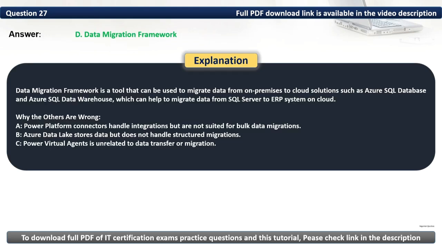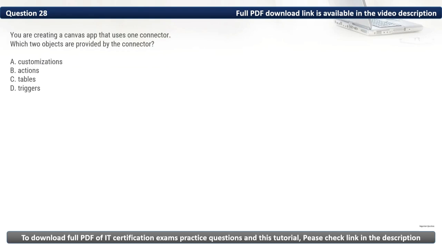Data migration framework is a tool that can be used to migrate data from on-premises to cloud solutions such as Azure SQL databases and Azure SQL Data Warehouse, which can help to migrate data from SQL Server to ERP system on cloud. Question 28. You are creating a Canvas app that uses one connector. Which two objects are provided by the connector?